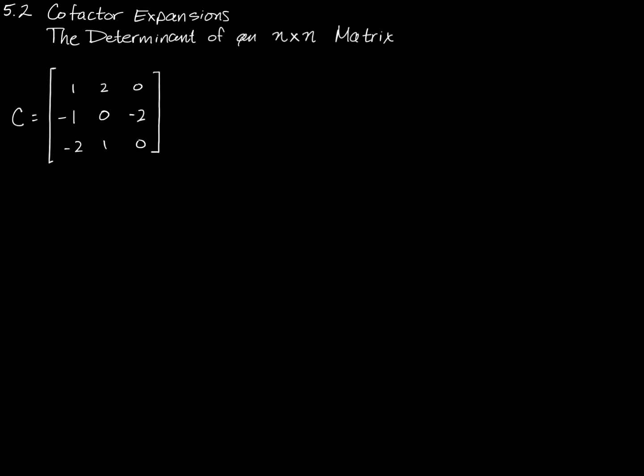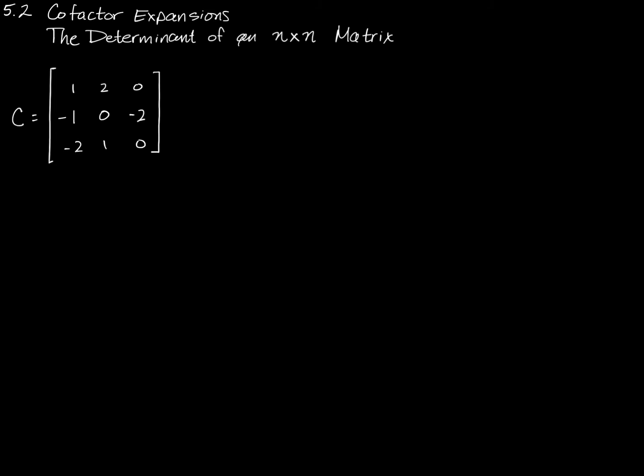In this video, we're going to talk about how to find the determinant of a square matrix regardless of its dimension. So that means we can find the determinant of a 5 by 5 matrix or a 12 by 12 matrix. And it's not as hard or as tedious as you think it might be. I want to start by finding the determinant of this 3 by 3 matrix.